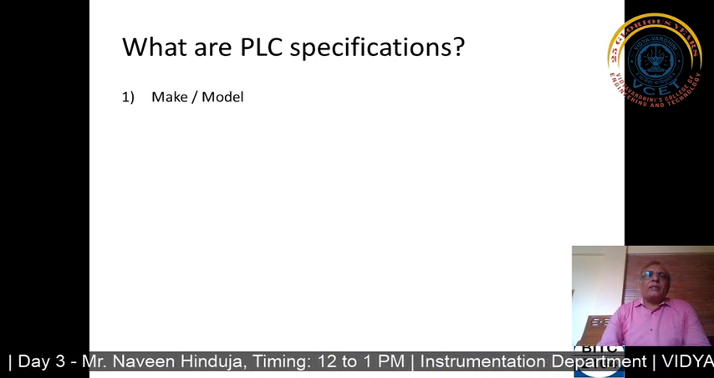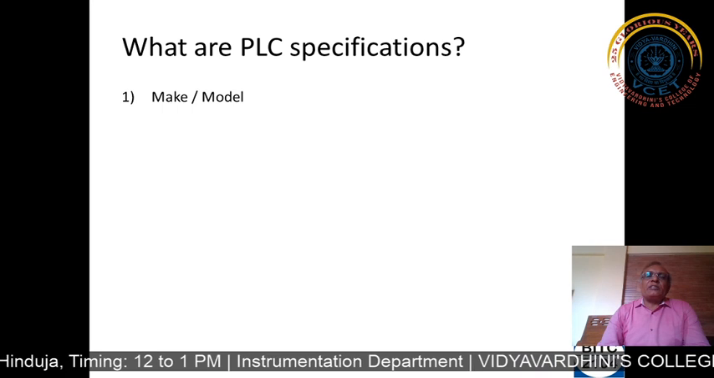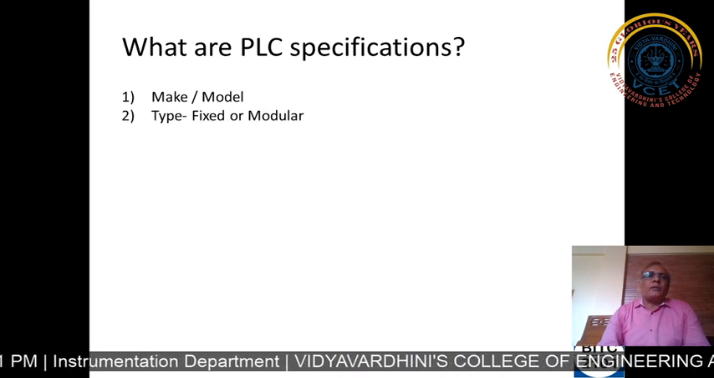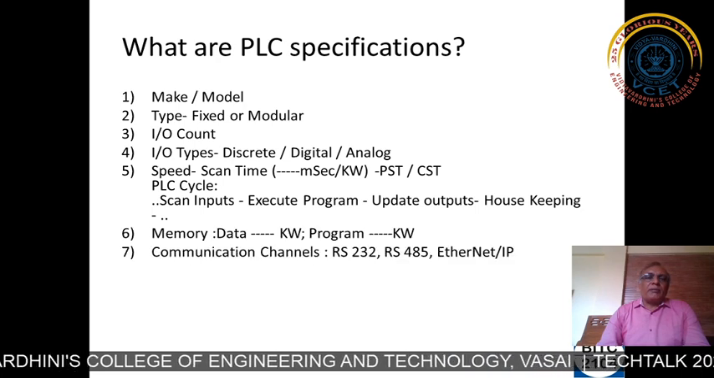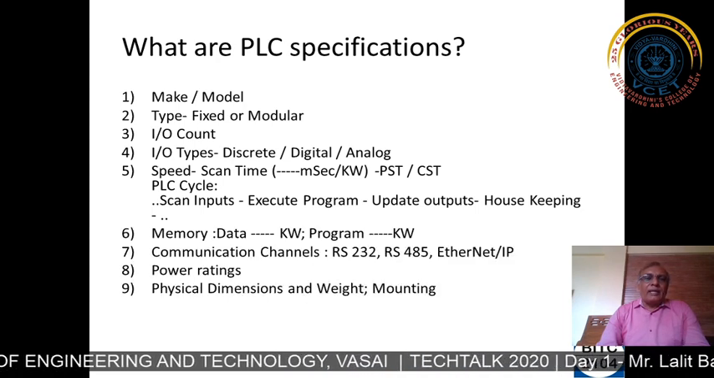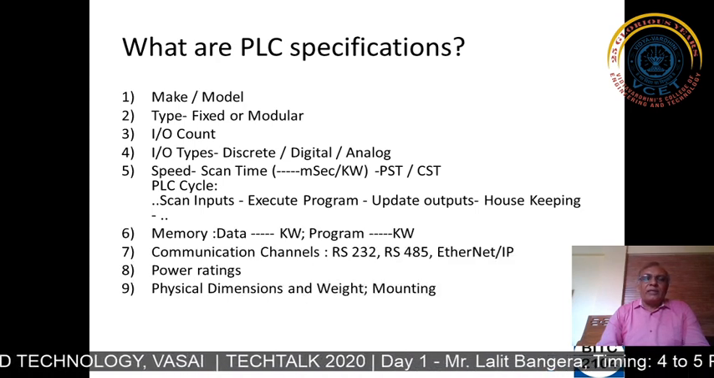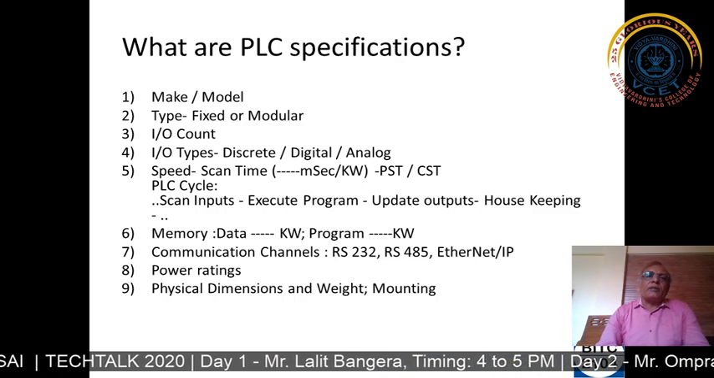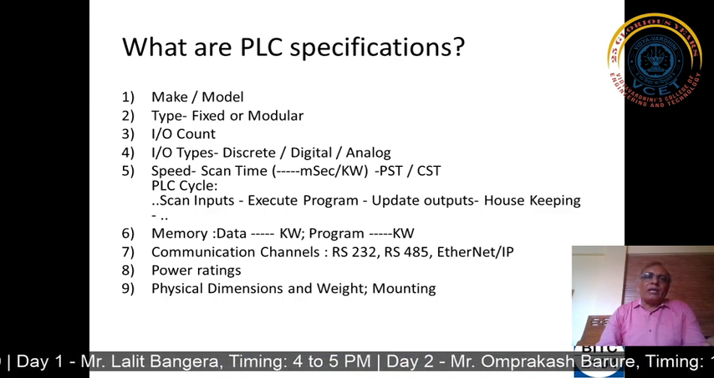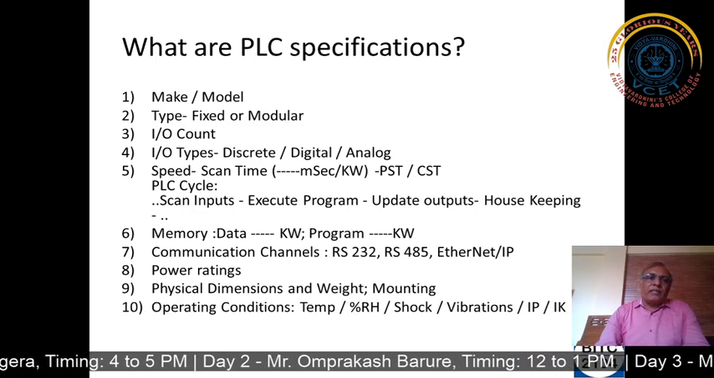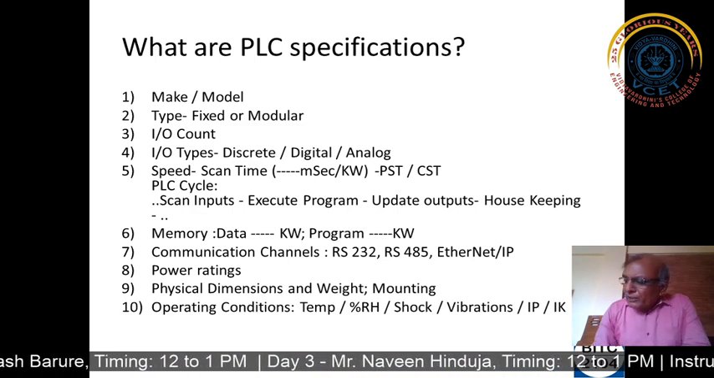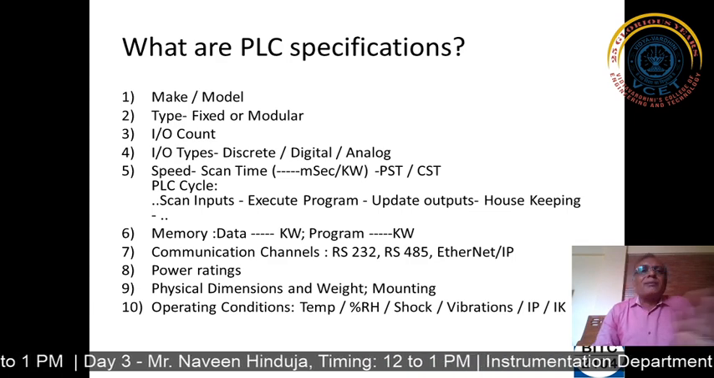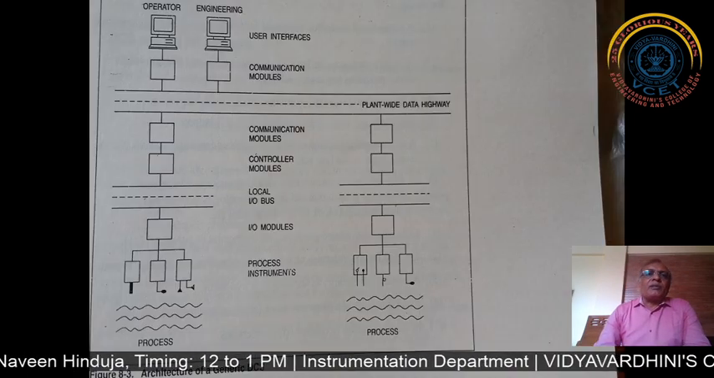Quickly, what could be the specifications? The very first specification of anything should be make and model. Then type, IO count, IO types, speed, memory, communication. I'm just showing an example. My purpose is not to teach you PLC, but how you understand a particular device. Even if it is an IIoT device, what should be its specifications? If you ask these 10 fundamental questions, you will understand everything about that particular device.